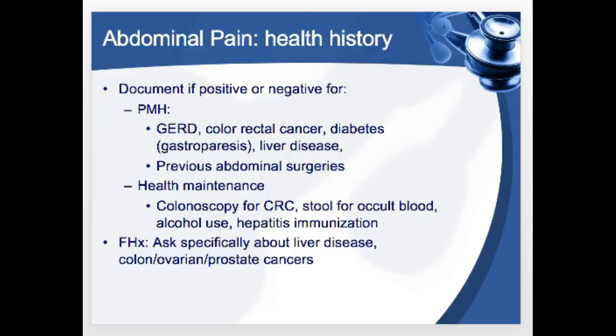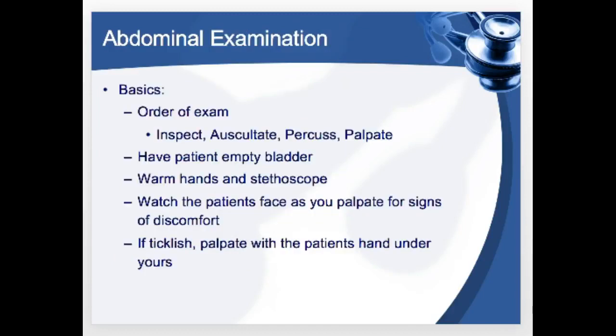And then family history, ask specifically about cancers, you know, colon, ovarian, prostate cancers, liver disease, things like that. The order of the examination here is different than all the other systems we talked about so far.